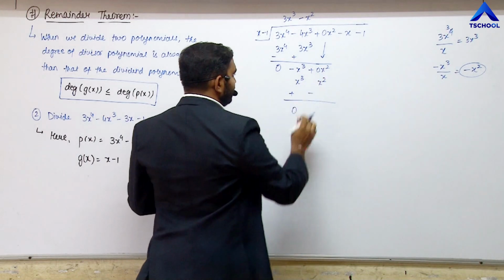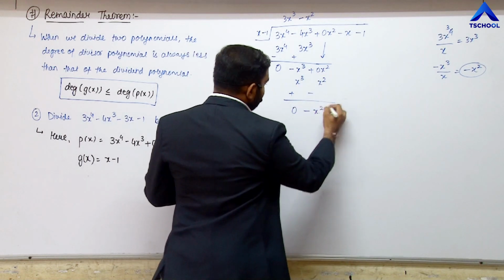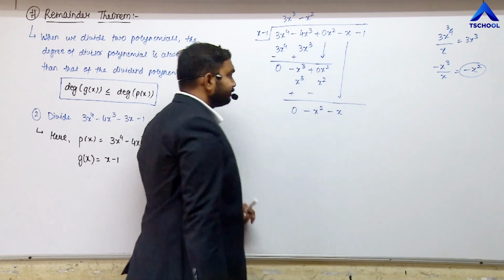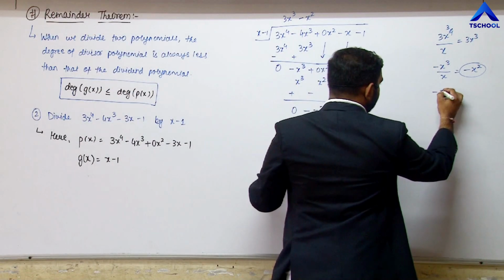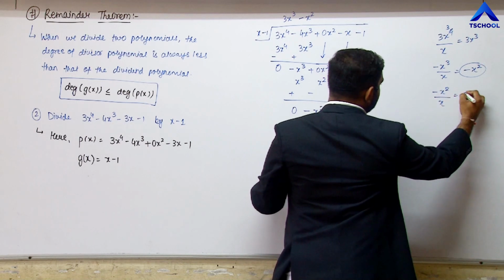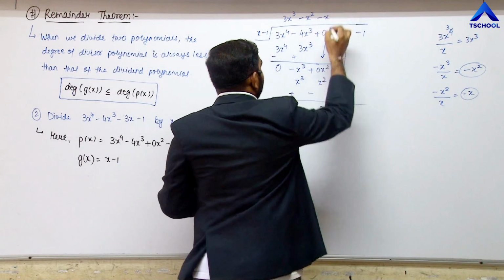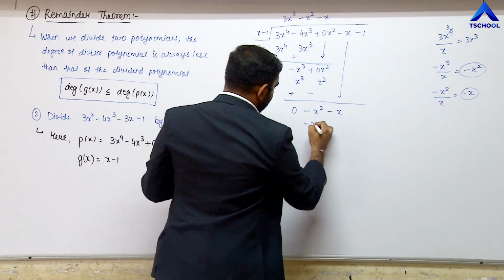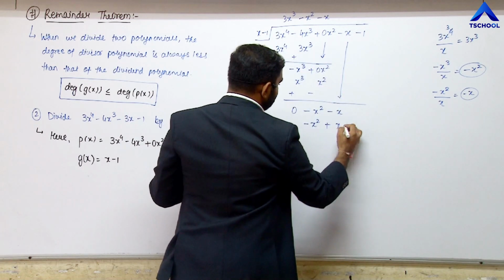We shall now look for the new signs. 0x square minus 1x square, that is again minus x square. This is to be brought down here, minus x. Okay friends, now again we shall check minus x square to be divided by the divisor polynomial, that is x, so that becomes minus x. So we shall now multiply the divisor by minus x. Minus x into x, that is minus x square, minus minus plus x into 1, that is x.